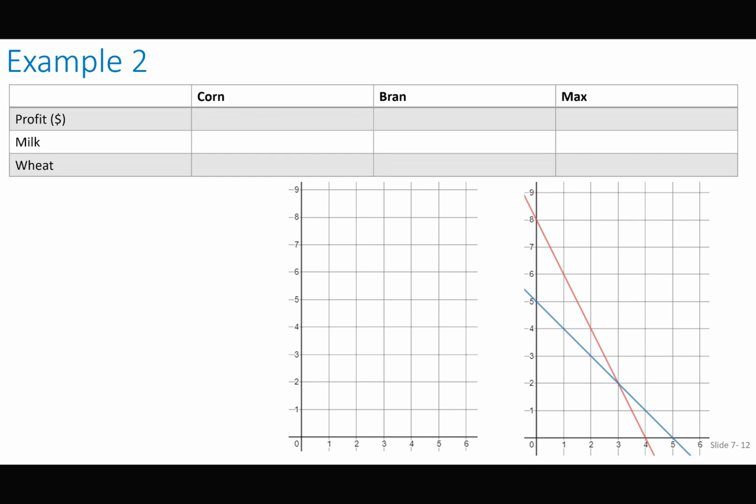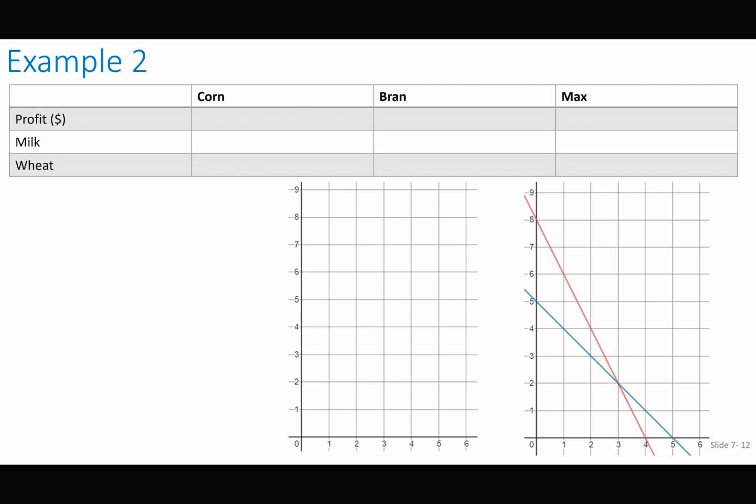All right, so start with a table. I encourage you to start with a table every single time. That'll make things a lot easier. So this one I put profit on top. It doesn't matter what order you go in. If you like profit on bottom or you like profit on top, it doesn't matter.